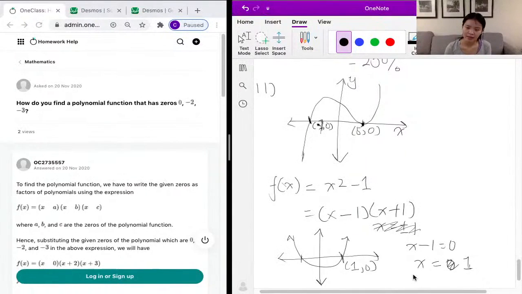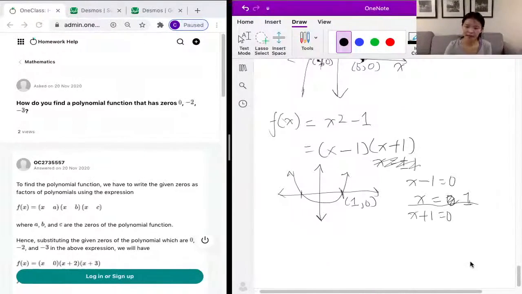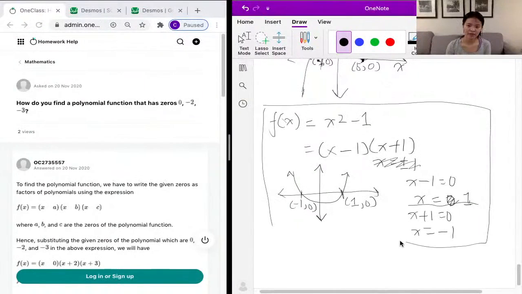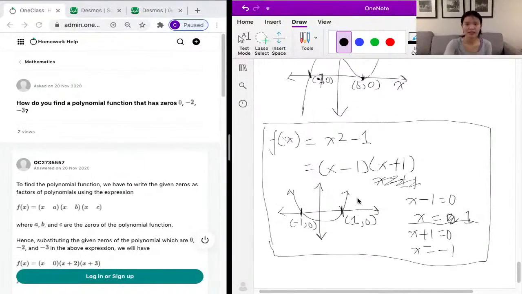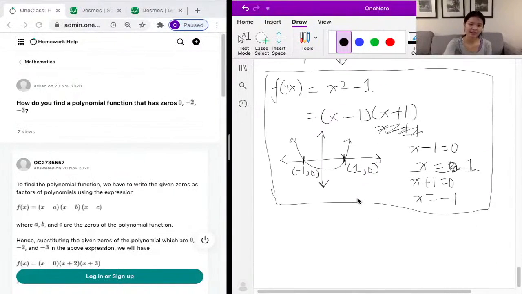And again, let's do the other one. When x plus 1 equals 0, that's the other place where the function is going to equal 0. And here we have the x value as -1 when the function equals 0. So this is the example of the two x-intercepts, where the function intercepts the x-axis.